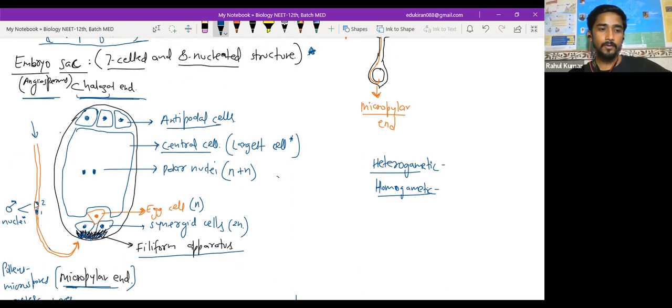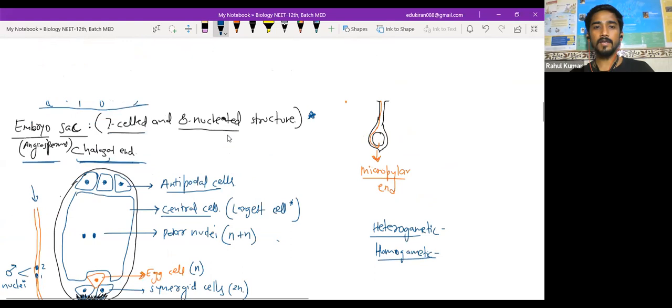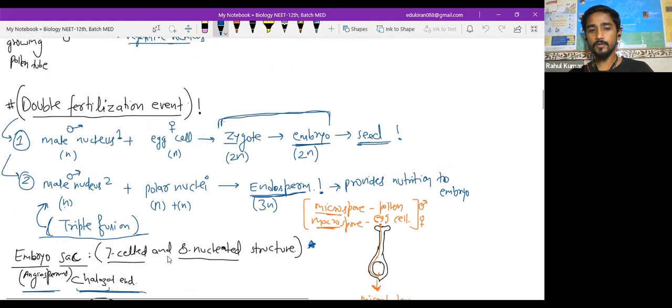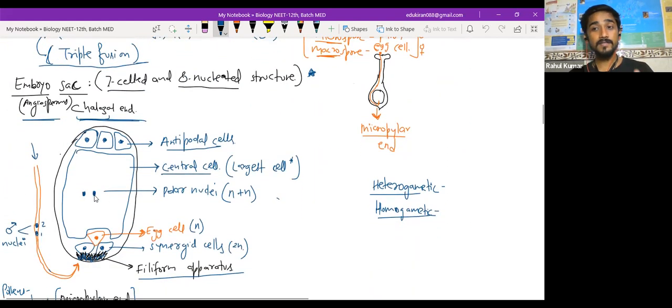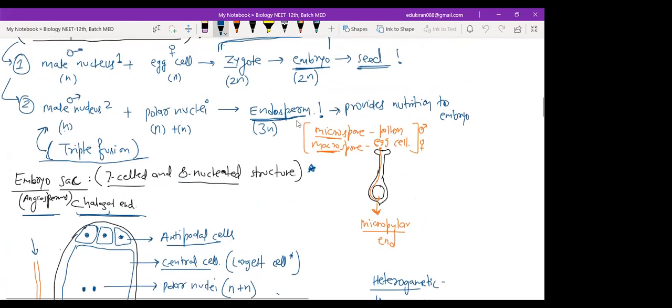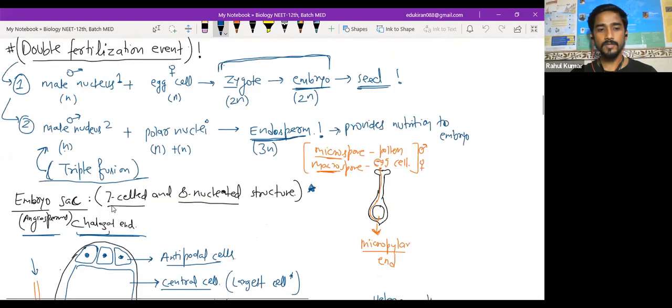And the second male nucleus goes and fuses with the polar nuclei, giving rise to endosperm. A 3N structure. And because it was the largest cell, that is why endosperm constitutes the major portion of a seed. Okay, everything is clear? Yes, sir, now understood. Very good. So this is about the embryo sac.